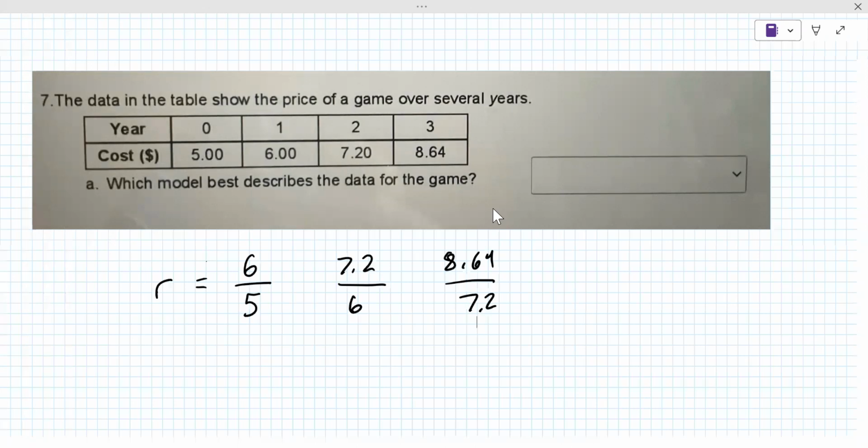It's all 1.2. They're all the same. They're all 1.2. So for an exponential, the multiplier or the division has to be all the same. So in this one, it would be an exponential model. And sometimes you get that like by, okay, it isn't that one, it isn't that one, must be that one. Questions, thoughts on that?